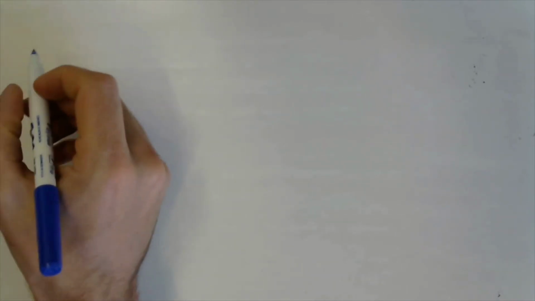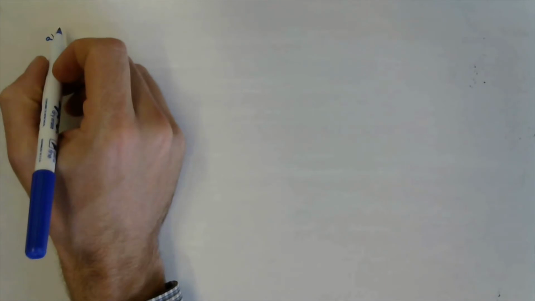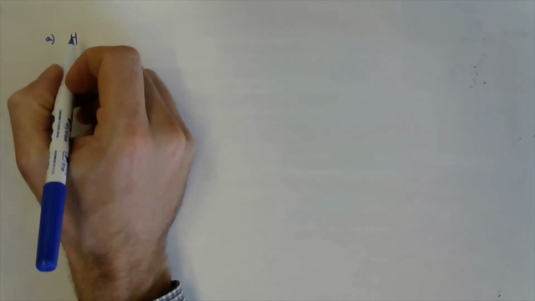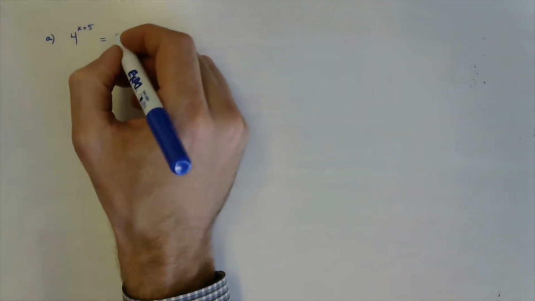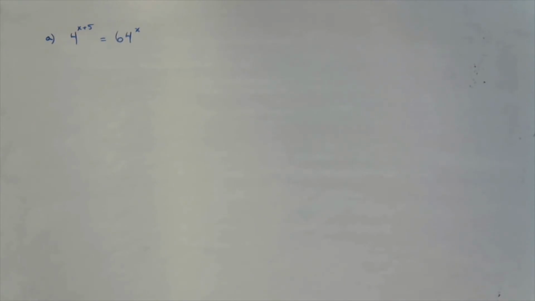Okay, in example 2, we're going to use the tools that we just learned for changing the base of a power in order to solve problems. Example 2a: 4 to the power of x plus 5 equals 64 to the power of x. This one is not super difficult based on what you know about logs and exponents. What could you do here? Do you see any connection between our bases?